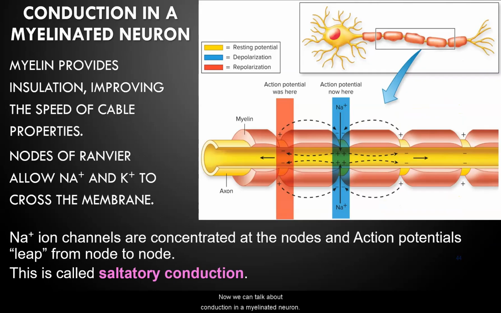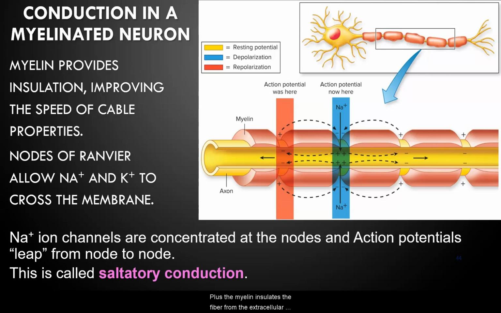Okay, now we can talk about conduction in a myelinated neuron. Again, myelin is something that provides insulation, and it improves the speed of the axon's cable properties. So myelinated fibers conduct signals in a very different manner than continuous conduction. This is called saltatory conduction, down there in pink. These myelinated fibers cannot conduct a signal in a continuous mode because the voltage-gated ion channels are too scarce where there is myelin.